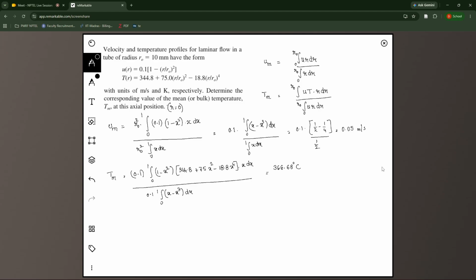This is more of an analytical derivation. As long as you know how to do the integration and write the equation correctly, then there are no problems in solving this problem. Are there any questions? Okay, if there are no questions, then we can move on to the next problem.